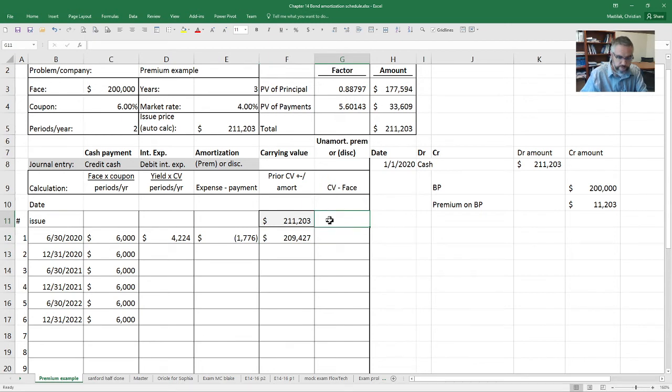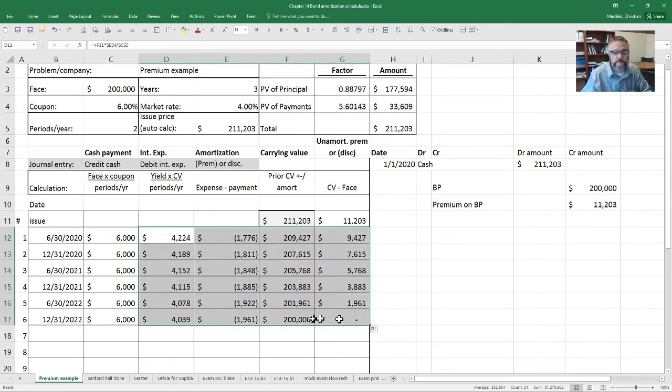The other thing that we want to be able to do is have a check figure for what our unamortized premium or discount ought to be. So we can take our carrying value and subtract from that our face value. And we can drag that guy down, and then we can click and drag our whole row down, and everything will fill in.